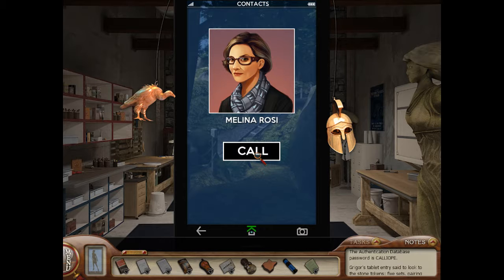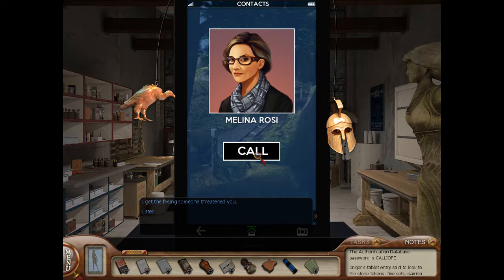Do you want to clarify your last point? I get the feeling someone threatened you. Not only me. What do you mean? Thanos frightens me. Why doesn't he frighten you? I have to go. You have to go.